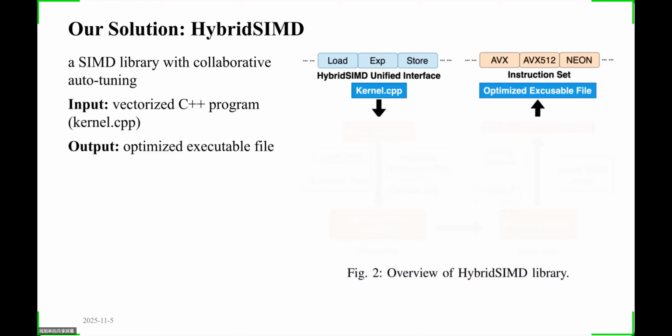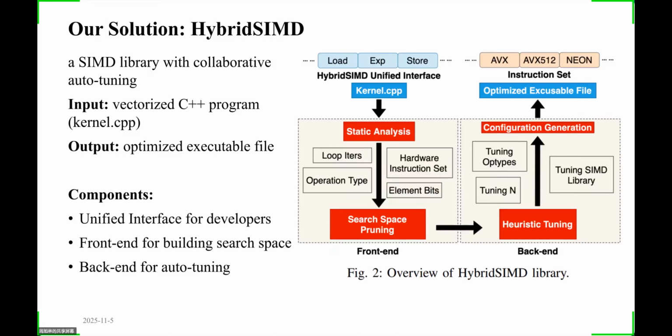The figure on the right gives an overview of the system. HybridSIMD takes a vectorized C++ program as input and outputs an optimized binary executable. The system has three key parts: a unified interface for developers, a front end for building the search space, and a backend for auto-tuning. We will take a look at them in order.